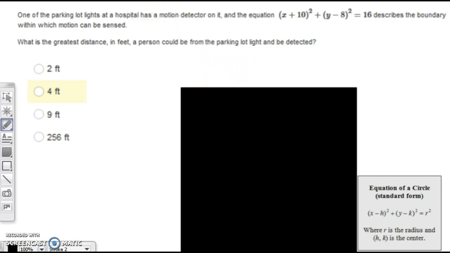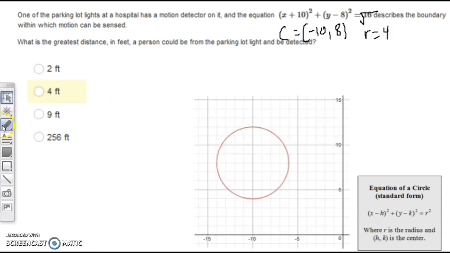Okay, so first of all, I like to visualize things, so I went ahead and put a graph in here. The center of this circle is at -10, +8, and the radius would equal 4. So if I wanted to just sketch a quick graph, I would put my center at -10, +8, and then go 4 in each direction: 1, 2, 3, 4. That's the radius. And that's how you would sketch that circle.